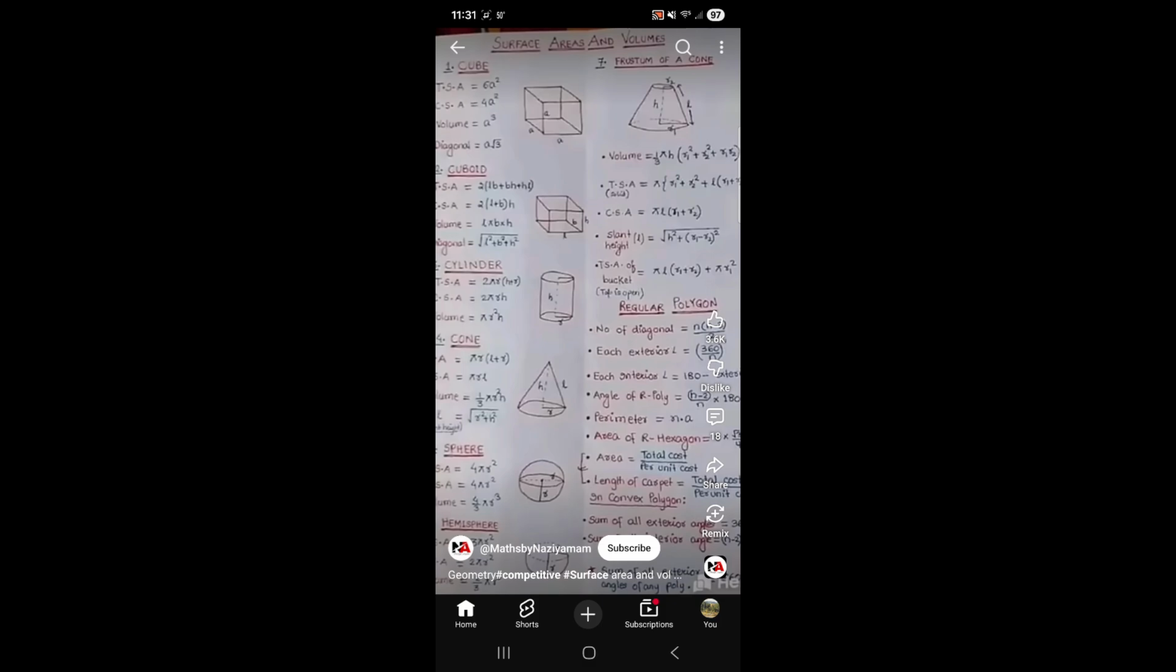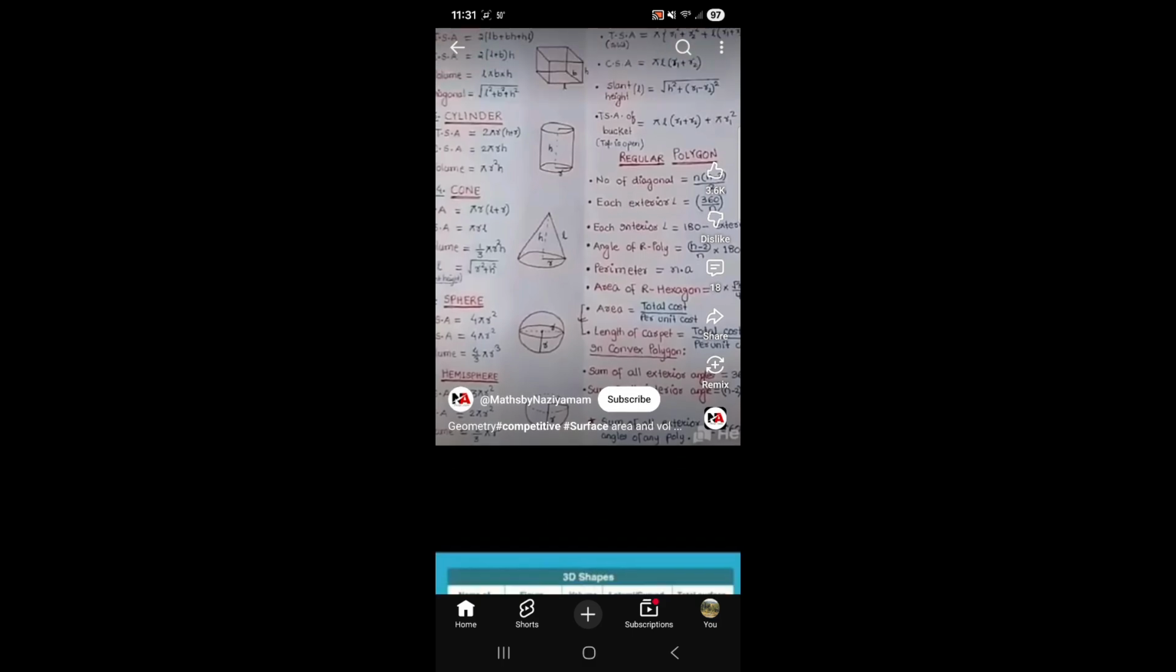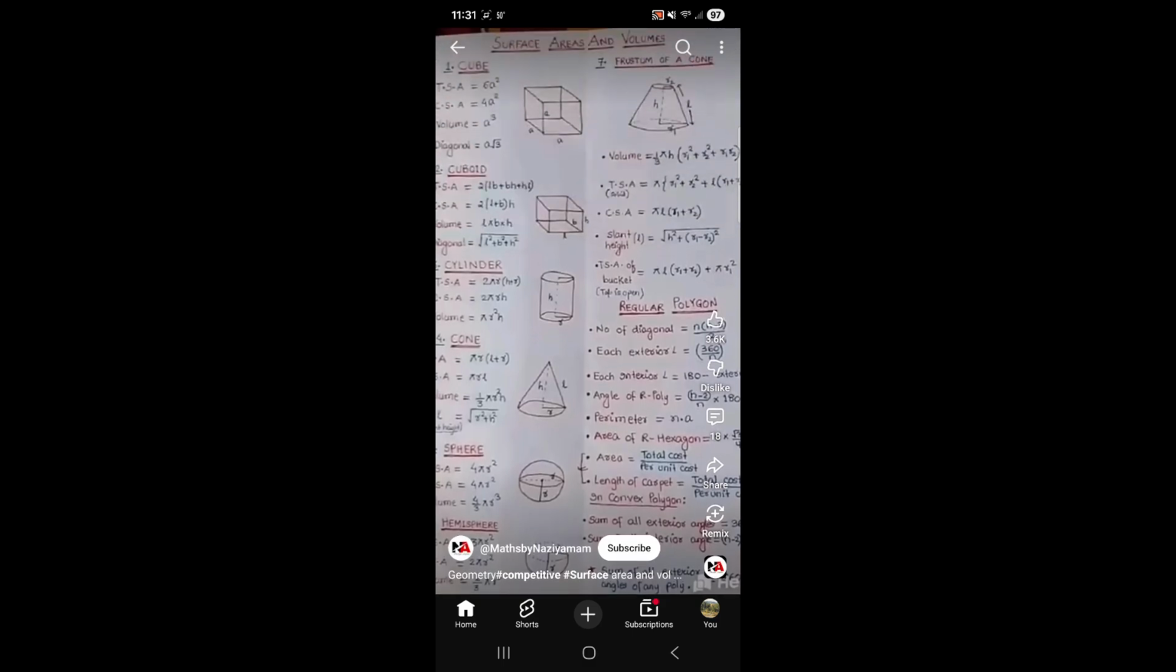So, the surface area of a sphere is 4 times pi times radius squared. The volume will be 4 over 3 times pi times radius cubed. Then we have a hemisphere, which we're not going over.